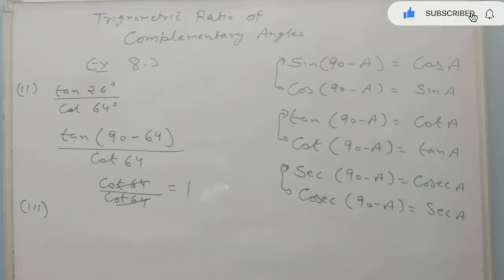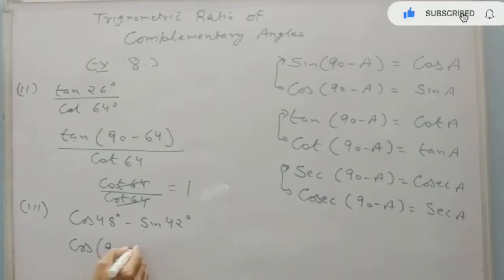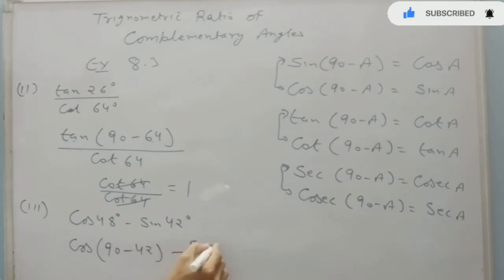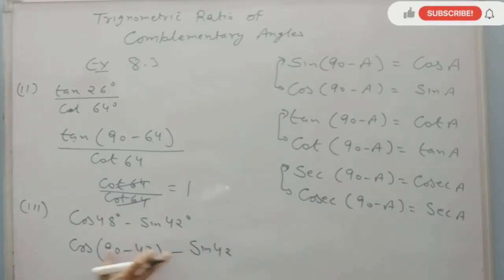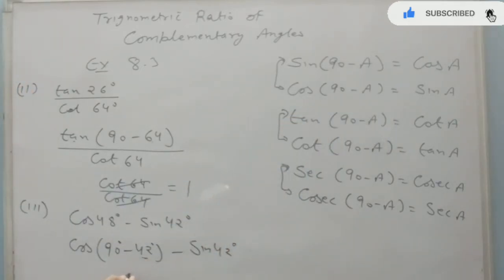The third part is cos 48 minus sin 42. Just take this one, cos 48. How much do I subtract from 90 to get 48? That is 42. 90 minus 42 gives 48, minus sin 42 as it is, because I have seen 42 here, so I don't change it. You can put the degree signs easily. Now cos of 90 minus A is sin A. This is my A. It is sin 42 minus sin 42. Same, cancel out, it will become 0.